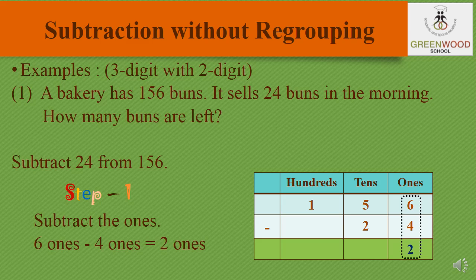Now here 6 is the bigger number and 4 is the smaller number. So you can subtract 4 from 6. So take out 6 fingers, out of which you will fold 4 fingers. 1, 2, 3, 4. So now how many fingers are left? 1 and 2. So 6 minus 4 is 2.